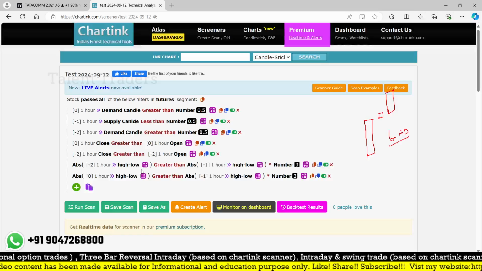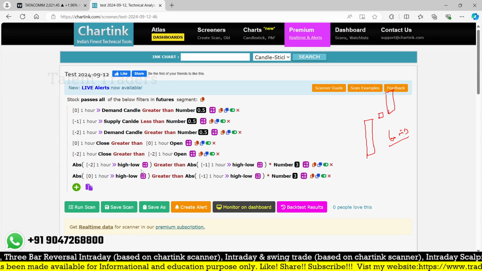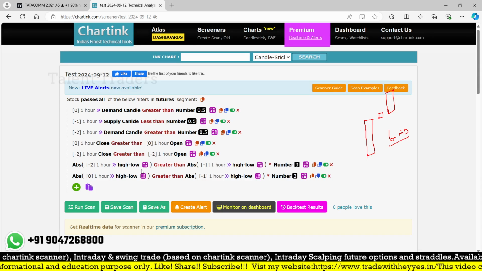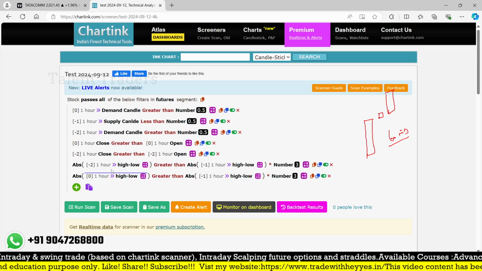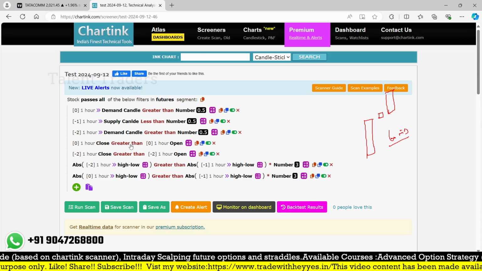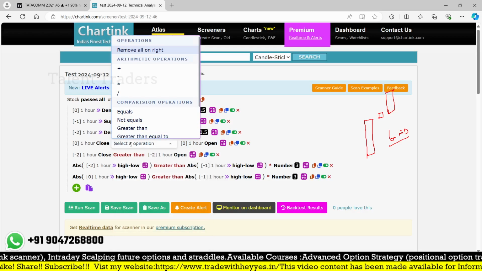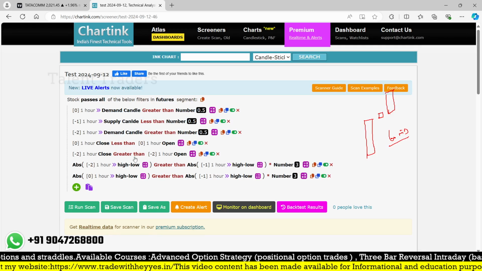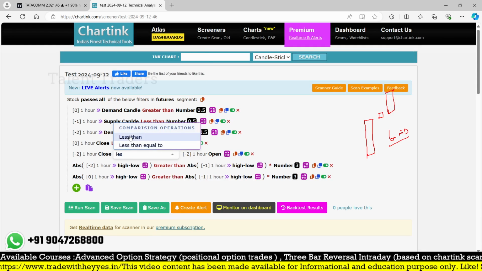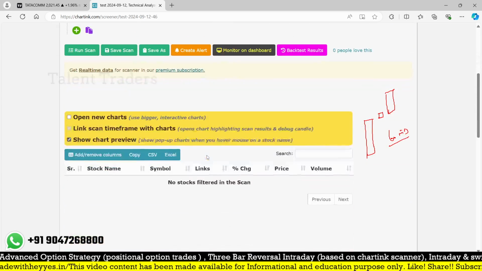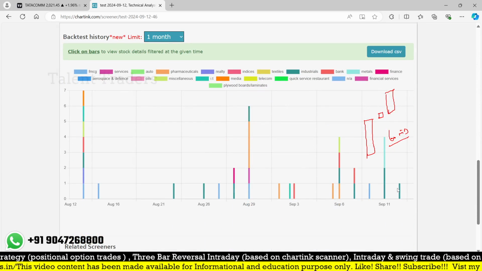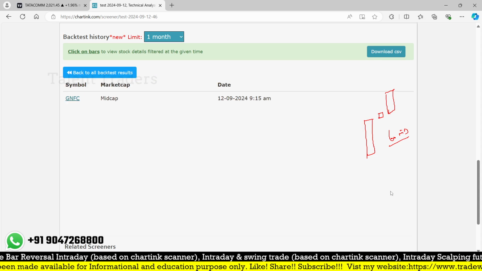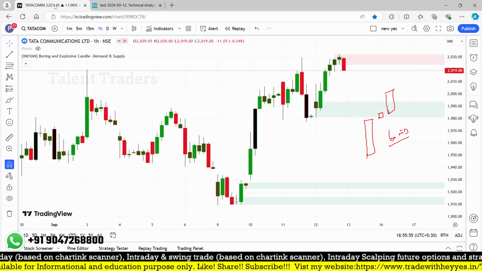Okay, one more thing we are going to focus on is drop base drop. Here I'm focusing on a drop, a base and a drop, the same scenario. I only need to change some values. Here it should be less than, for both. If you change this, it becomes a scanner for drop base drop. Let me check whether it is working right or not.